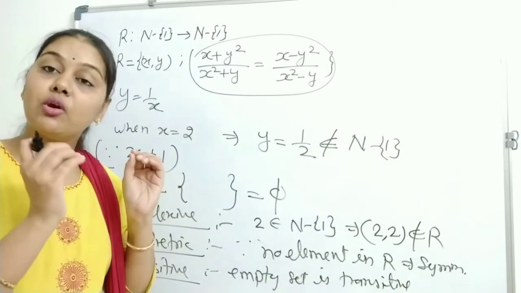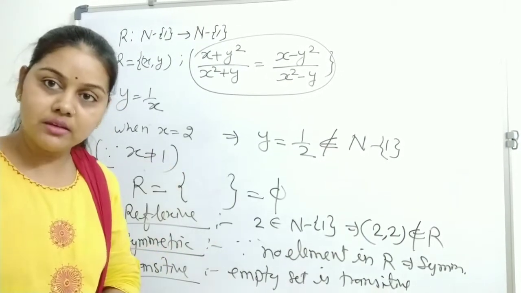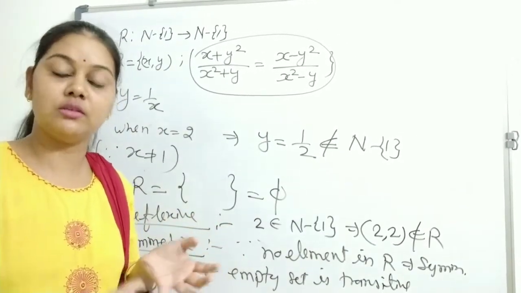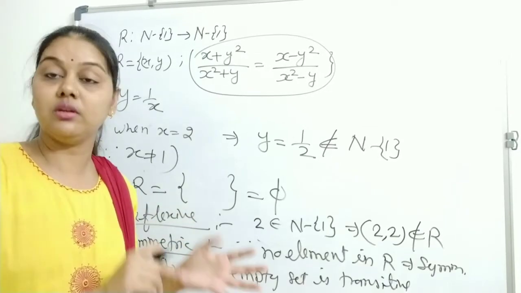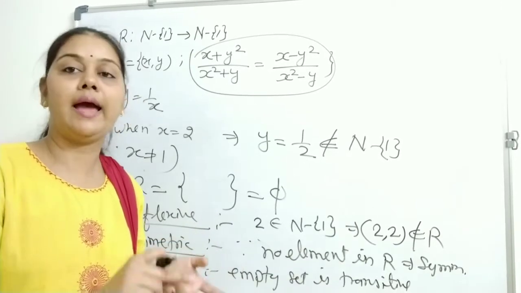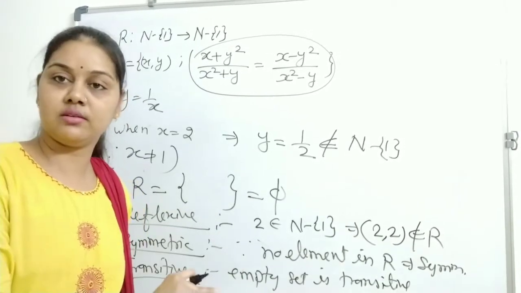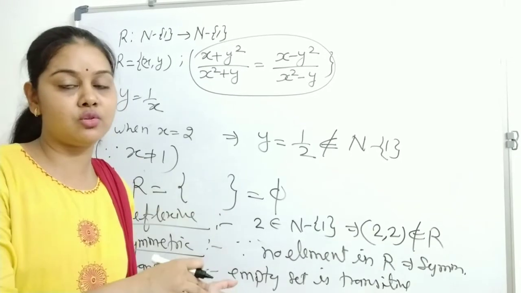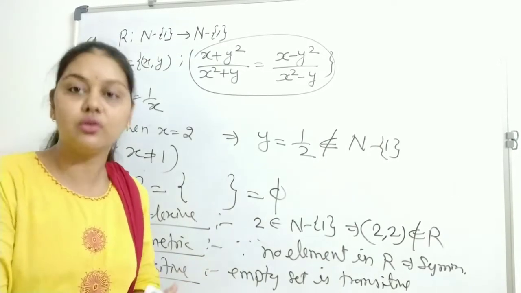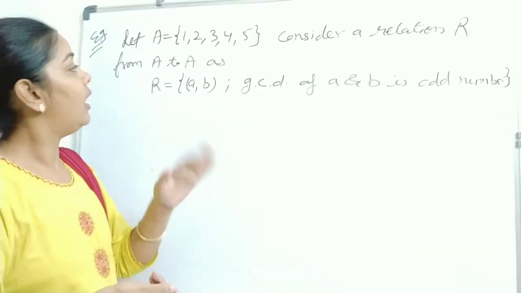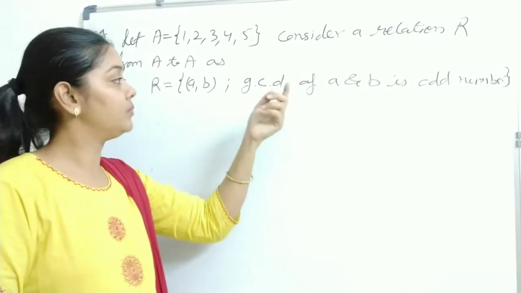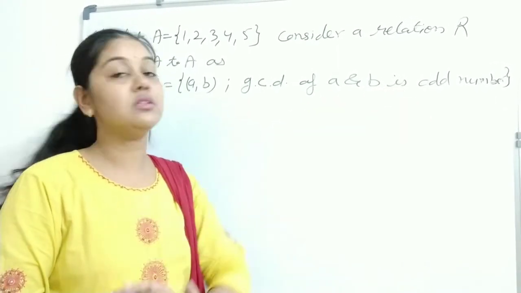Any relation will be called an equivalence relation only when all three conditions are satisfied. It means a relation is an equivalence relation if it is reflexive, symmetric, and transitive. If the relation satisfies all these three conditions, then it is called an equivalence relation. Otherwise, no. Next: having elements 1 to 5, the relation is such that the greatest common divisor of A and B is an odd number.